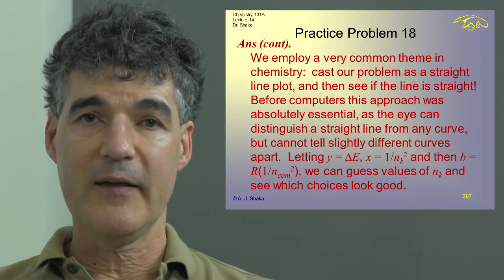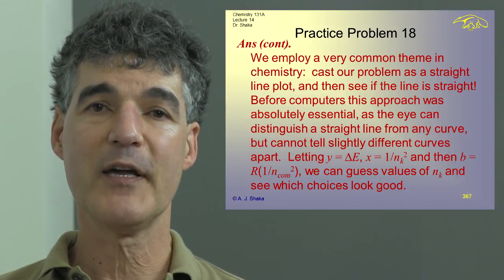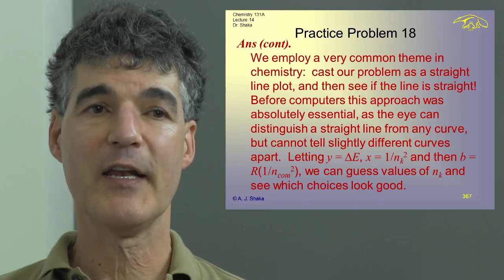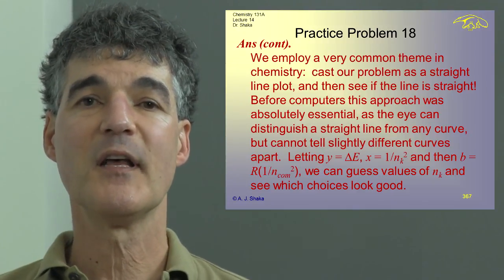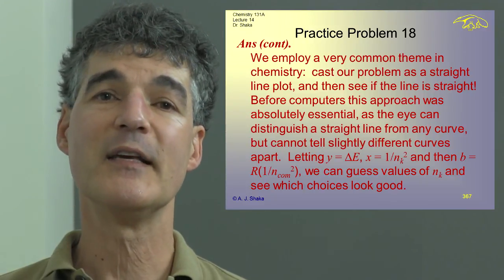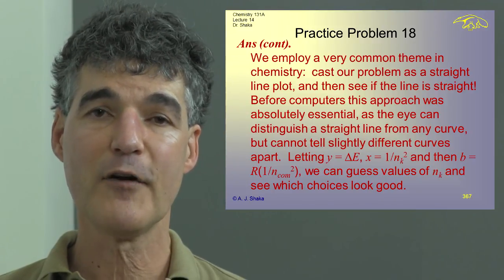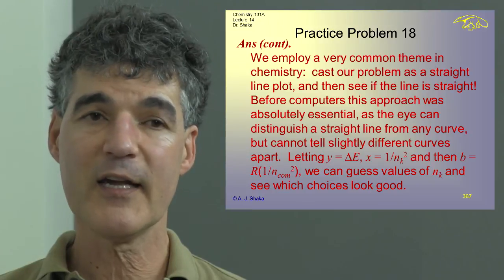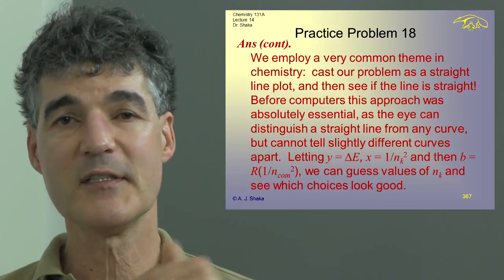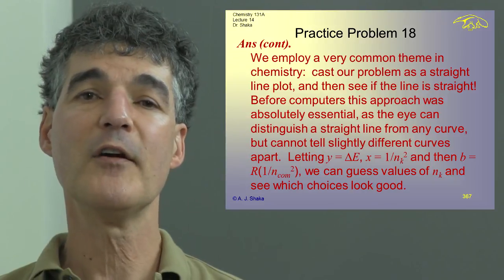A very bad way is to just start plugging things in and seeing what happens. A very good way is to proceed systematically and figure out if we can get a straight line plot. Chemists love straight lines. Before computers, straight lines were absolutely essential. The reason is that the human eye can distinguish a straight line from any curve, but the human eye cannot distinguish curves that are slightly different. Even if they're statistically significantly different, it's very hard to tell just by looking.